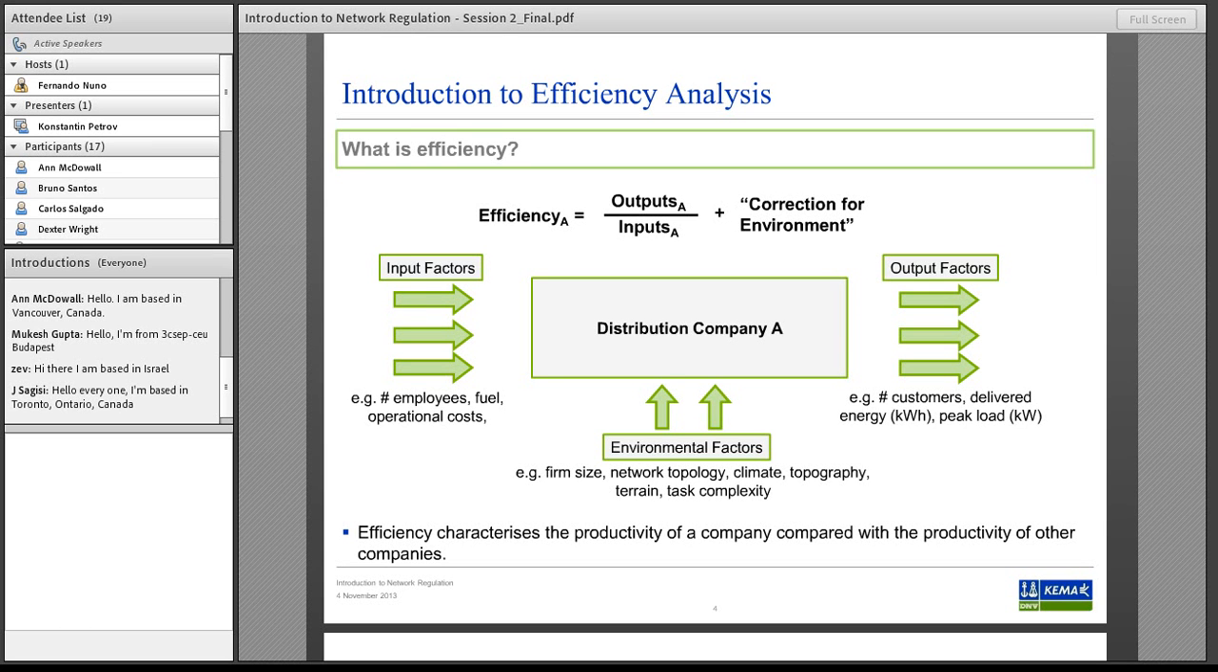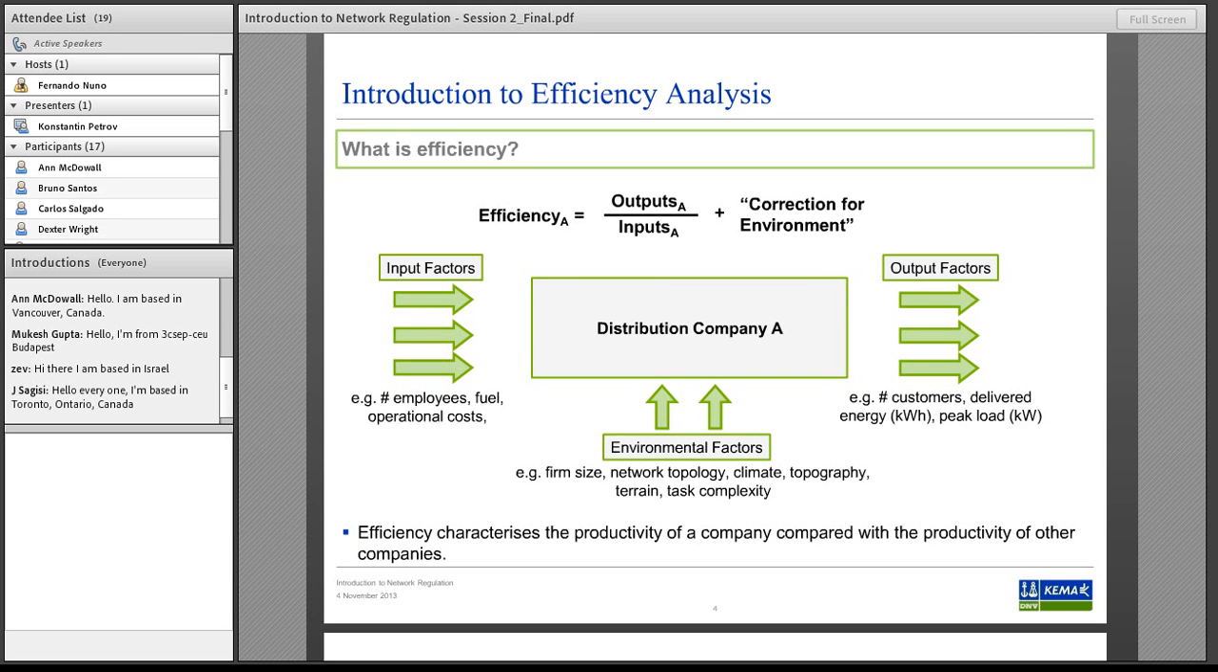In this case, we can see which is the company which is producing more, and then we can say probably this company is more efficient if they're using the same level of input. Of course, it sounds kind of simple. In practice, it's not so because we have several complications.